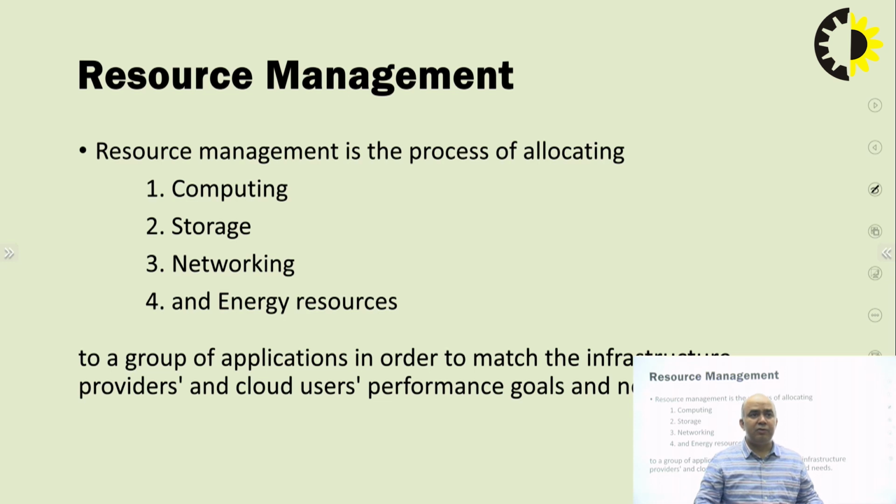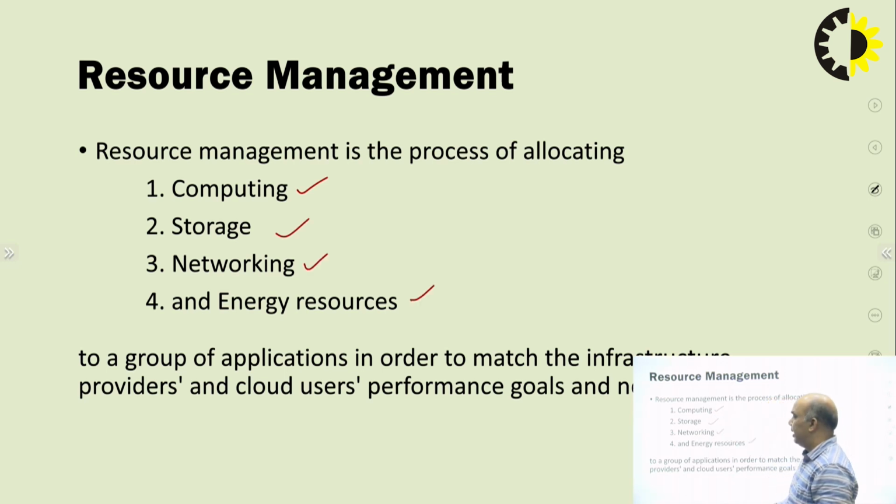So the various resources have to be managed by these cloud service providers: computing, storage, network, and energy resources. These are the important things that have to be managed in the intercloud. Computing means what kind of throughput the systems are providing to the consumers and users. Is it high throughput?